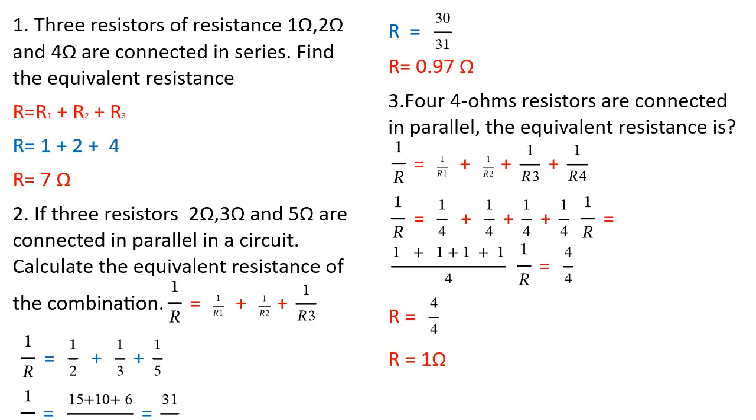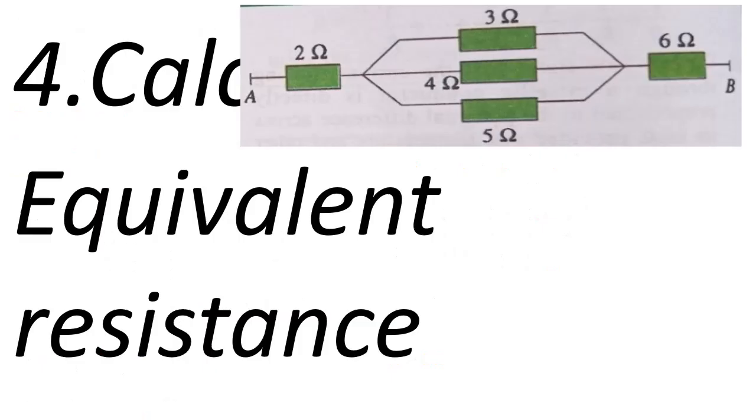Now, we have it that 1 over R is equal to 1 over 4 plus 1 over 4 plus 1 over 4 plus 1 over 4. Now, the LCM is simply 4. We now have 1 plus 1 plus 1 plus 1. Therefore, 1 over R is equal to 4 over 4. We're not looking for 1 over R, we're looking for R. So R is equal to 4 over 4 when you take the reciprocal of both sides. And therefore, R is equal to 1 ohm.